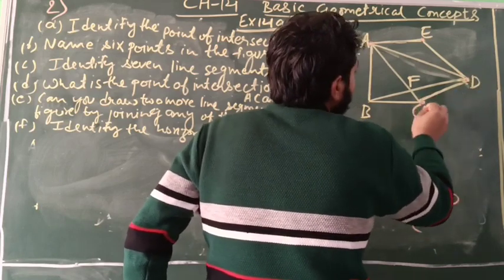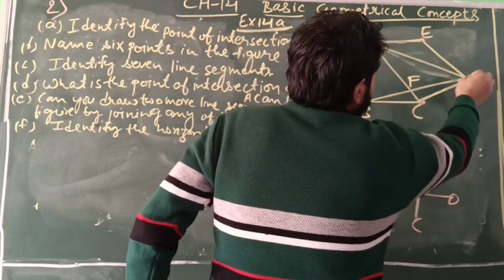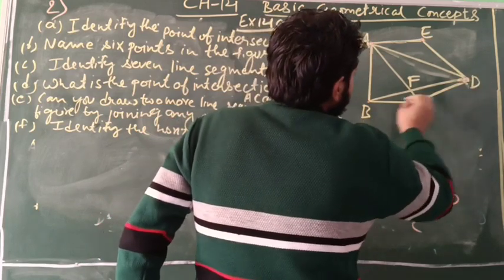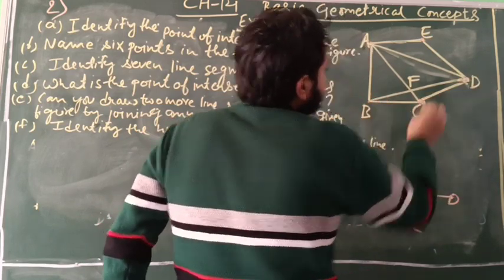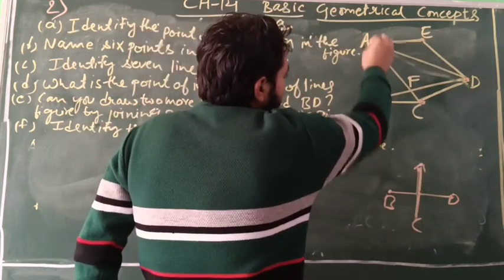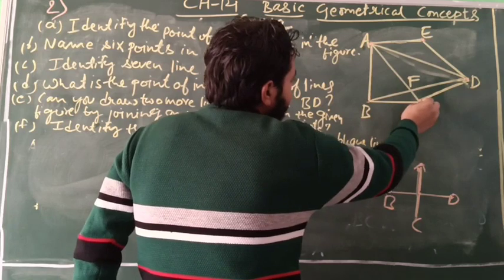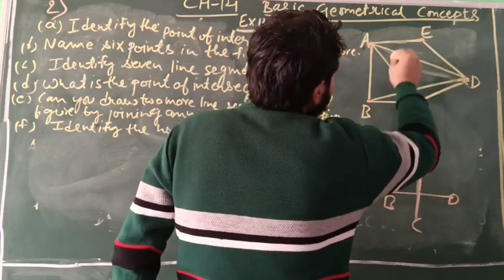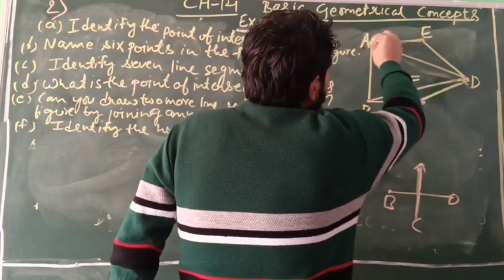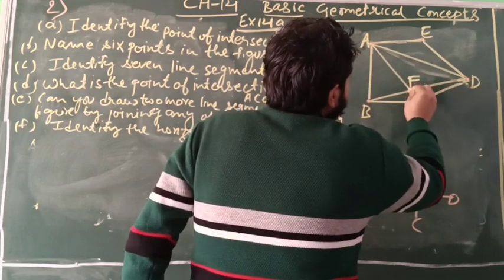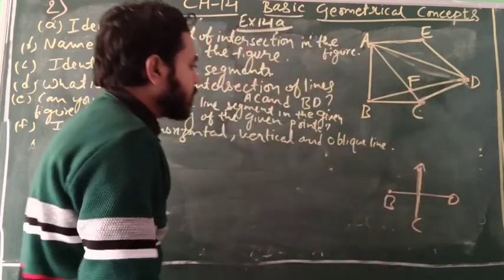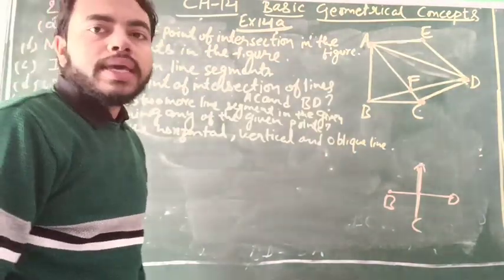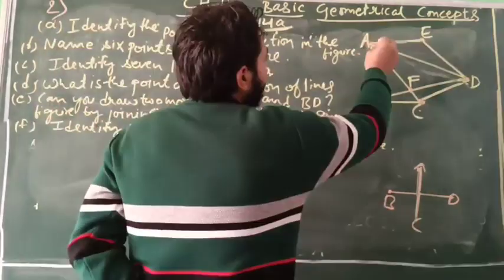Here you see that DC and BC meet. So that point is an intersection point. And here you see that line segment AB and this line segment BC meet. So that point is an intersection point. And here you see that AC and BD meet. So that point is also an intersection point. So to identify the points of intersection in the figure, here there are six points.